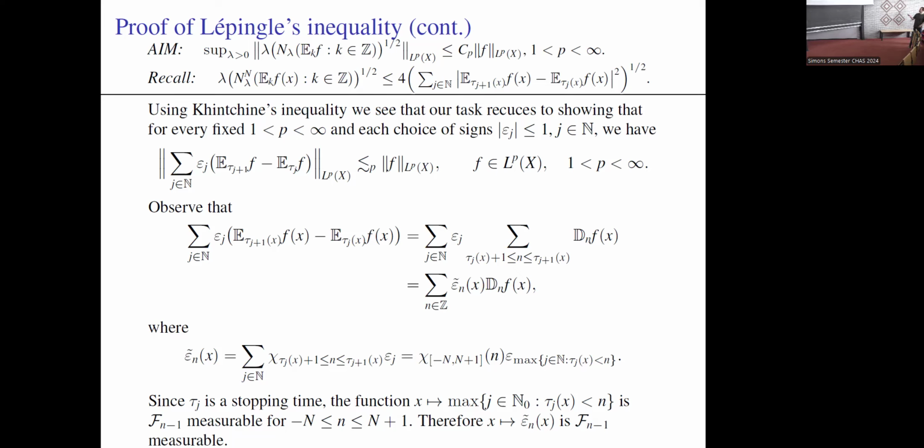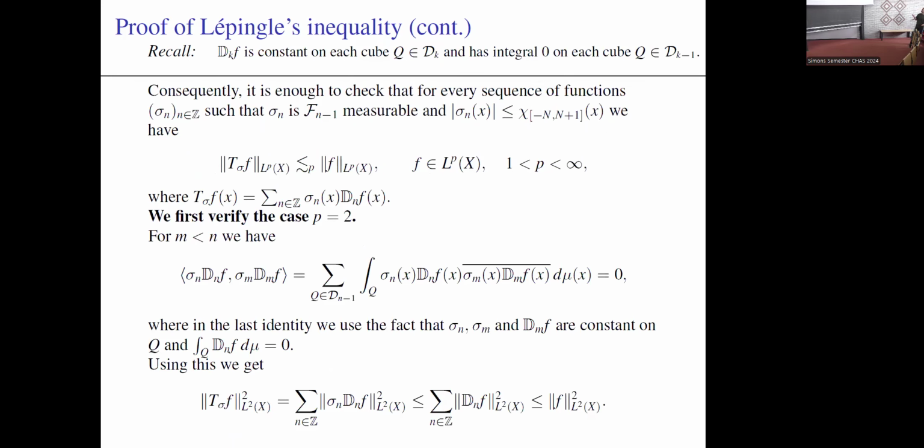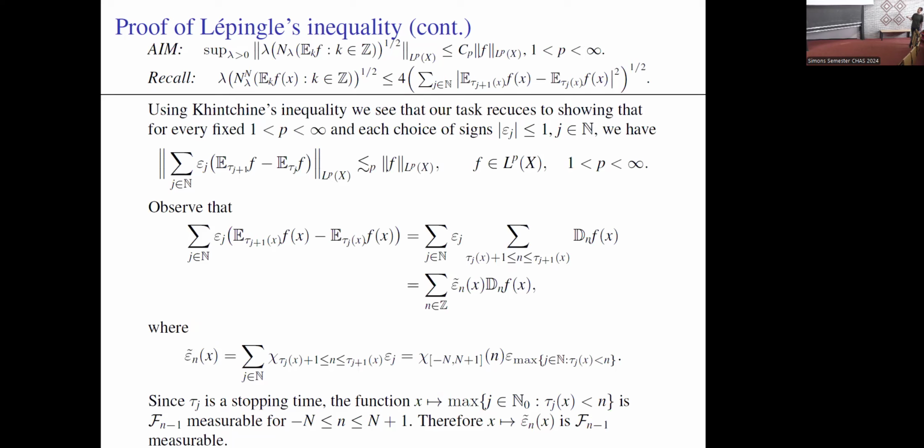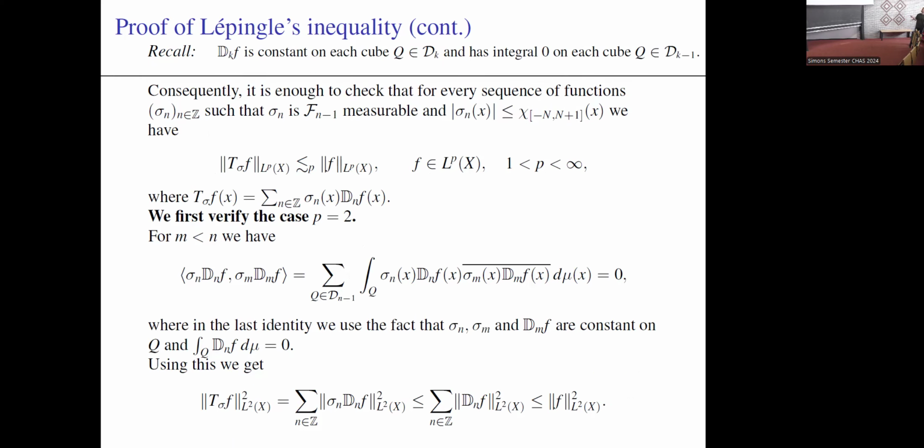So instead of considering these sums, we can consider operators T_sigma which are of this shape. Instead of considering this epsilon tilde, we can just put any sigma_n and assume only that those functions are f_{n-1} measurable. Our task is now reduced to proving L^p estimates for these linear operators.